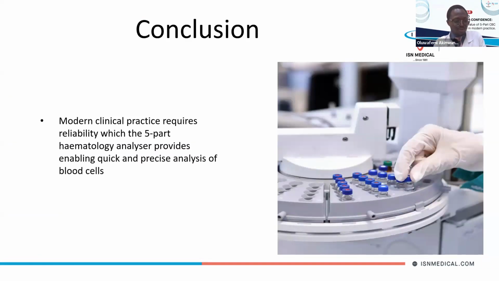Let me quickly conclude now. So in terms of modern clinical practice, which requires reliability, the five-part analyzer enables quick and precise analysis of blood cells, without mincing words, with exactitude, and you are sure what you're dealing with.